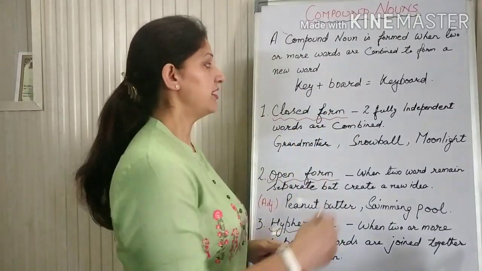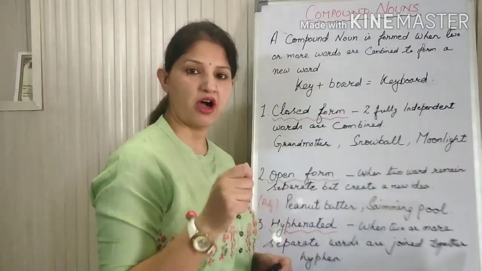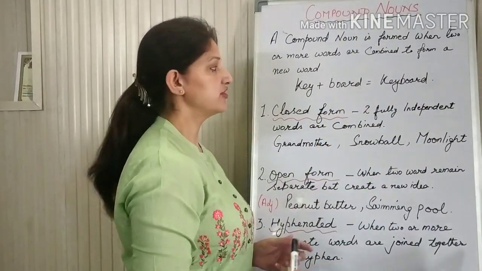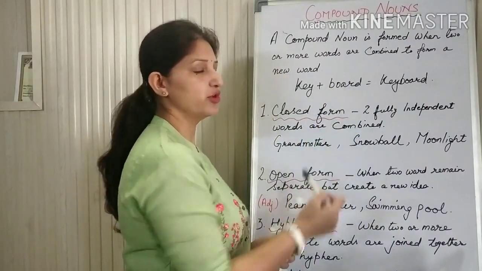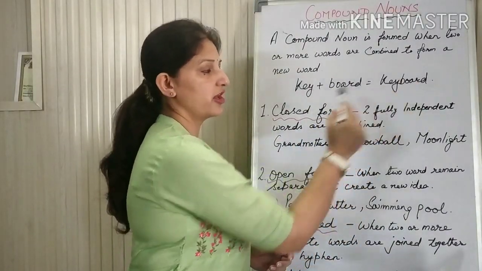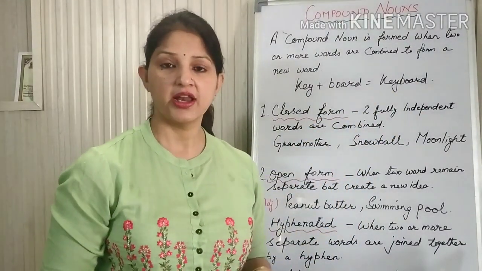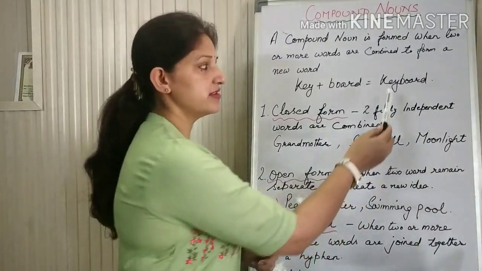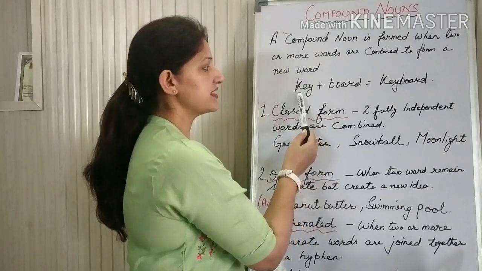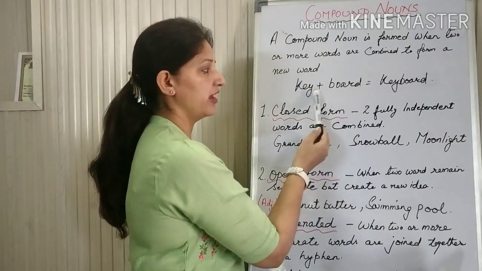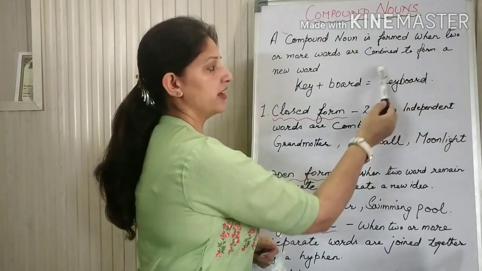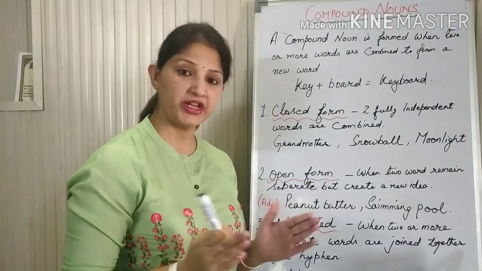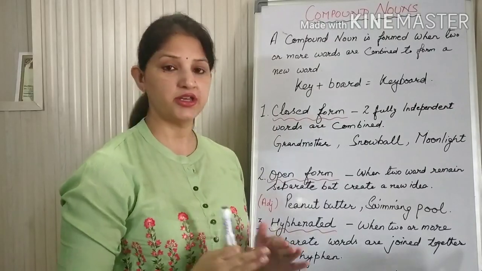For example, key, as you know, a house key there can be, and a board, say this is a board. So key plus board means a keyboard. Now keyboard is a new word like the keyboard that we use to type on a computer, right? So it is a new word. So this is a separate word, this is a separate word. When they are combined together, they are forming again a new word. So compound words are the words when joined together form a new word.